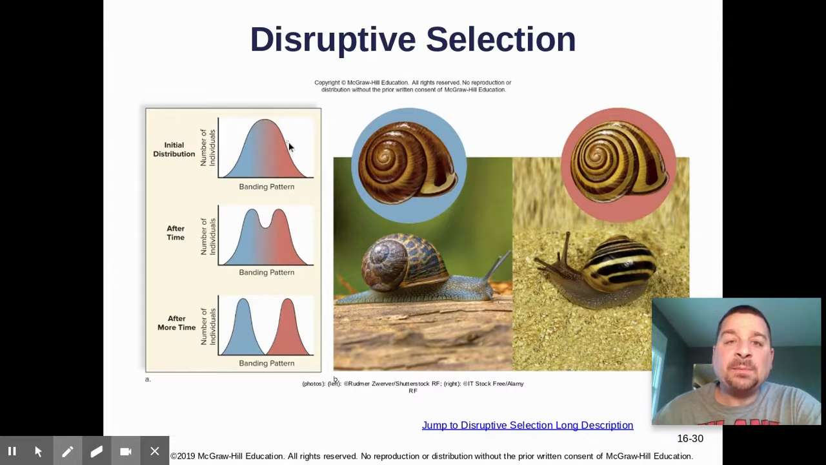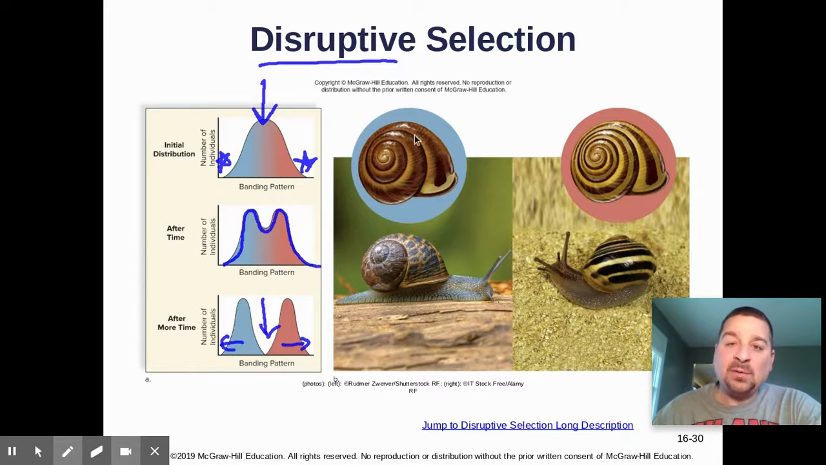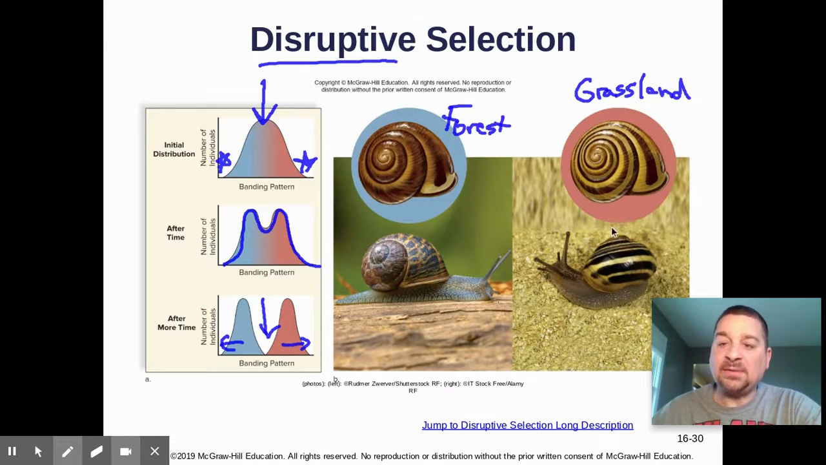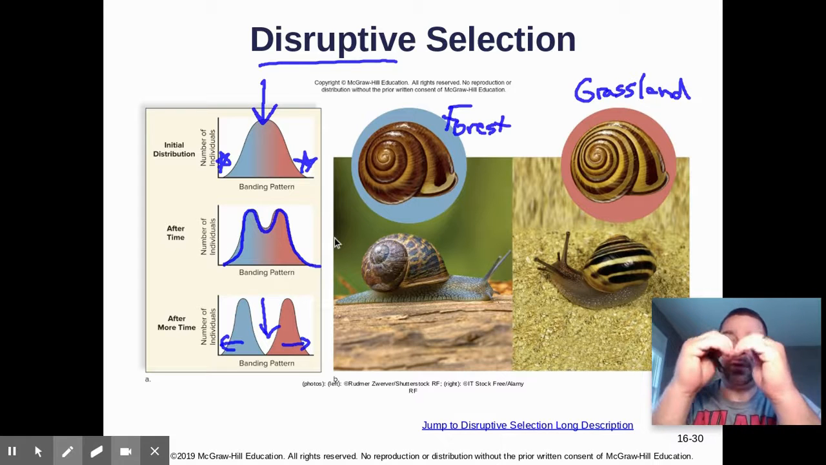The last type of selection with polygenic traits is disruptive. That is where the pressure is going to be against the average, and it's going to select for both extreme phenotypes. So what you get to see is this bell curve beginning to dip in the middle, less average and more extreme. An example often used is these land snails, where the darker shells are found more in the forested areas, and the lighter colored shells are more in open areas, grasslands, where a lighter color tends to be more camouflage. And so you see these two populations, the bell curve will actually split and pull apart from each other.